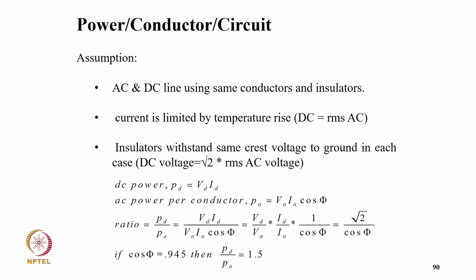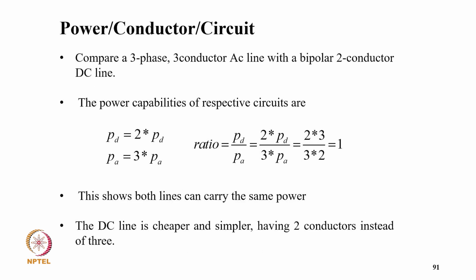So the ratio PD upon PA is VD ID divided by VA IA cos phi, or VD upon VA into ID upon IA into 1 upon cos phi, or root 2 upon cos phi. So if cos phi is 0.945, then PD upon PA is 1.5. So on DC you can transmit, on the same line, around 50% more power.